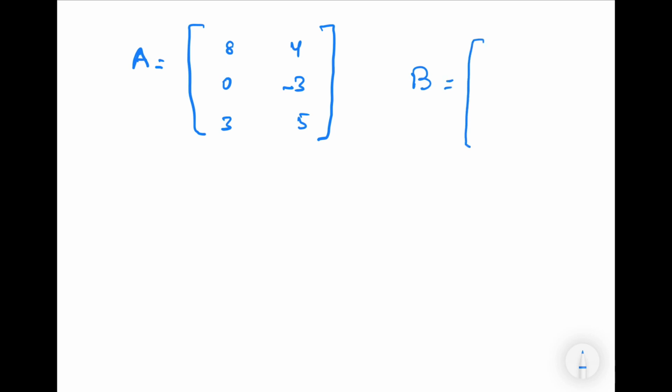That example will be, if a matrix is given A is equal to 8 0 3 4 minus 3 5 and another matrix B as 2 minus 3 1 minus 1 minus 2 6.